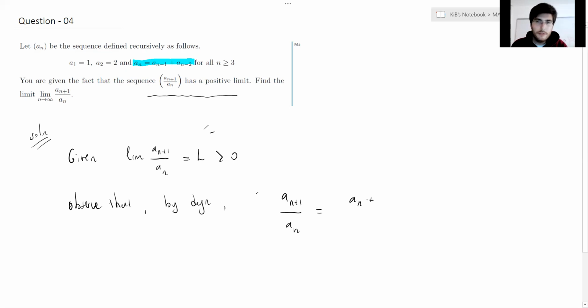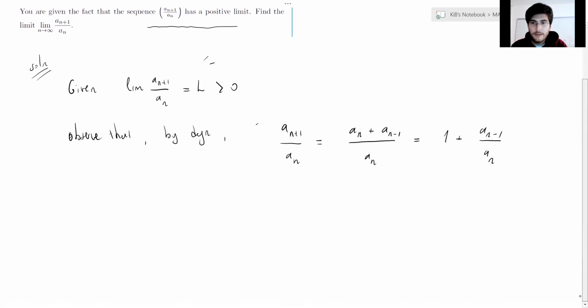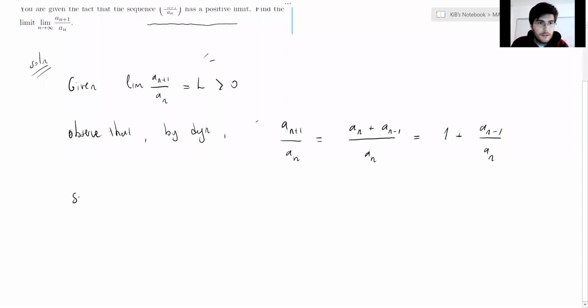a_{n+1} is equal to the sum of the previous two terms, which is this, divided by a_n. So what is it? This is 1 plus a_{n-1} divided by a_n. But remember, the limit exists. Since the limit of a_{n+1} exists, it is unique. And so actually when you change the indices, maybe I should write it down like this.